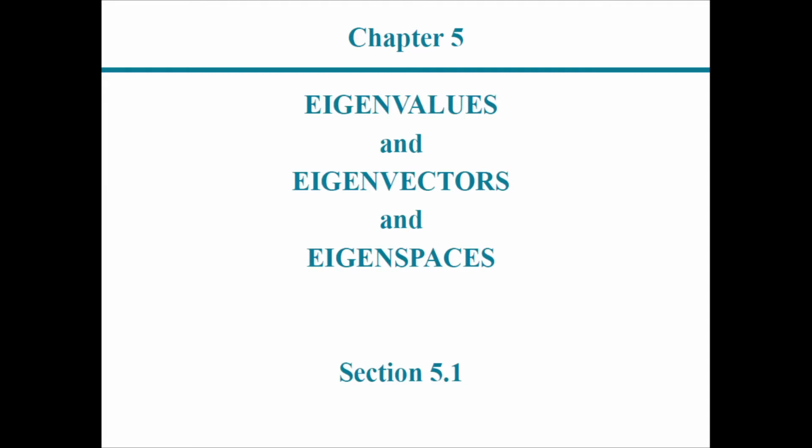We are in chapter 5, and there are two sections in chapter 5, 5.1 and 5.2. In 5.1, we deal with eigenvalues, eigenvectors, and eigenspaces of a square matrix. So we will see what the definitions are, how this works, and how to compute these eigenvalues and eigenvectors and bases for the eigenspaces. That will be the goal for 5.1.